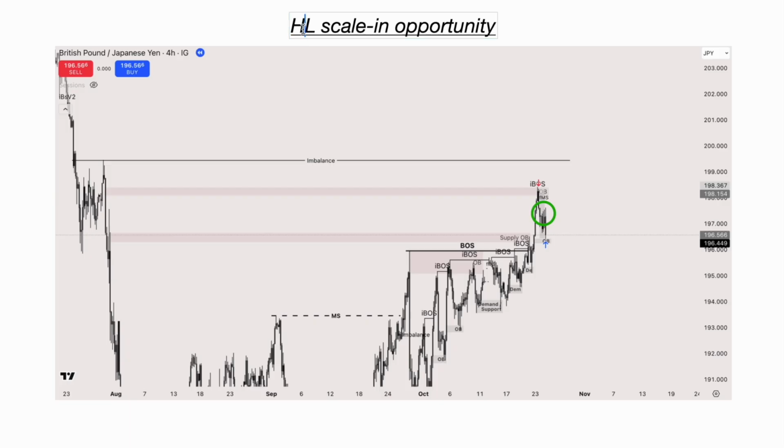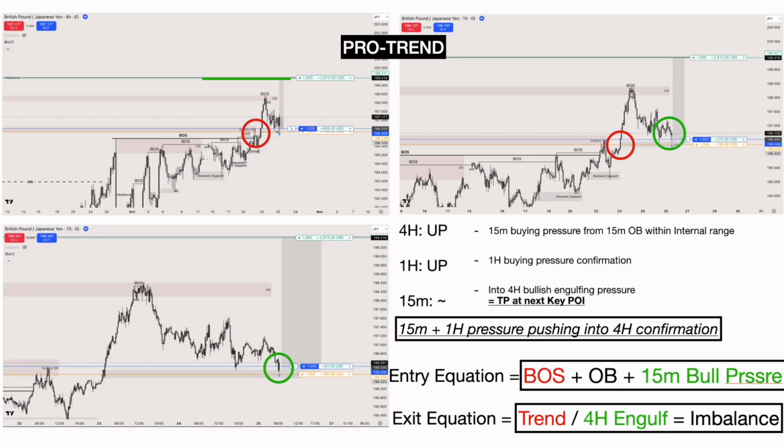Lower high. Scaling opportunity. Quite difficult to see. It does this strange trend line going upwards, but we see that there is another opportunity to enter. Pro trend. So we're now continuing with the trend.